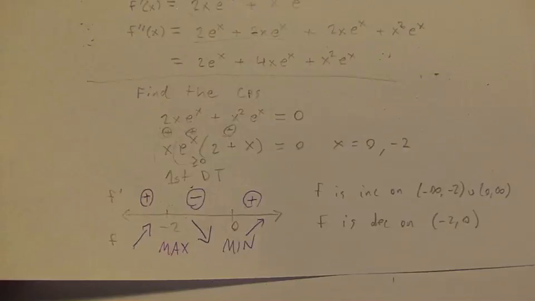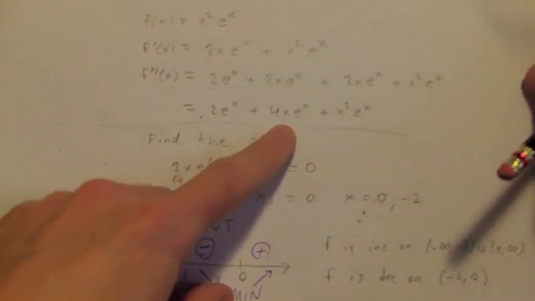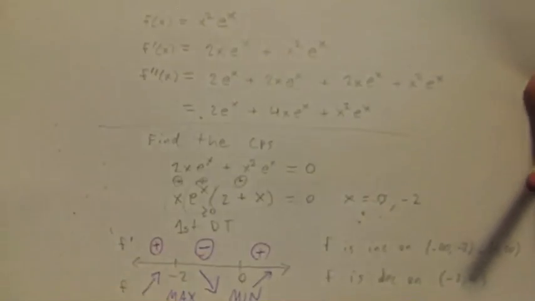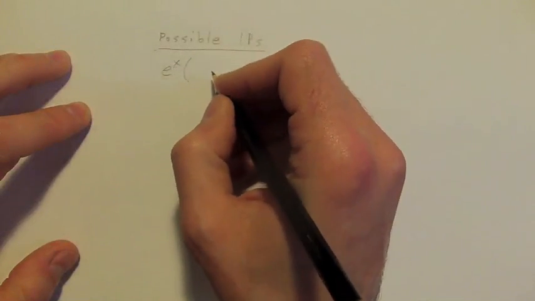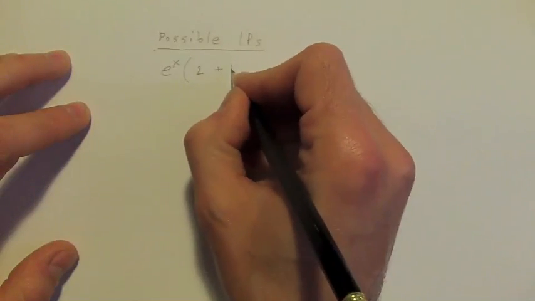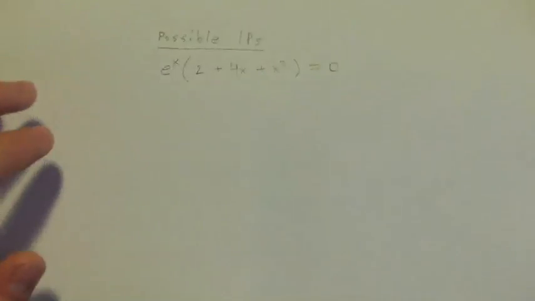Okay, so now we're going to look at finding the inflection points. All right, so now we're going to start looking for the possible inflection points. So to do that, we're going to set the second derivative equal to 0. So I have it right here, the 2e to the x plus 4x e to the x plus x squared e to the x. And I'm going to start by factoring out that e to the x right here at the beginning. So I have e to the x times 2 plus 4x plus x squared equals 0.